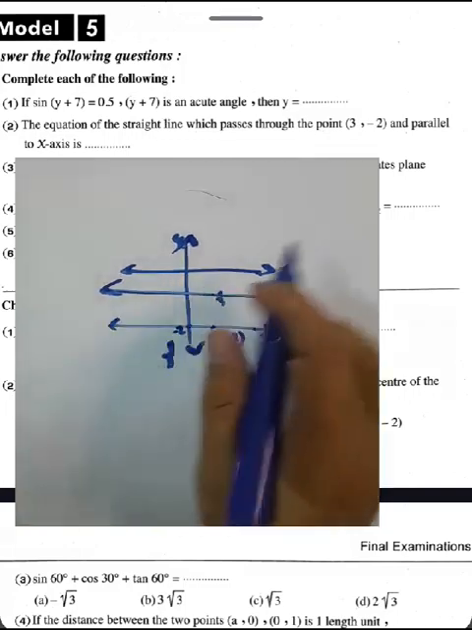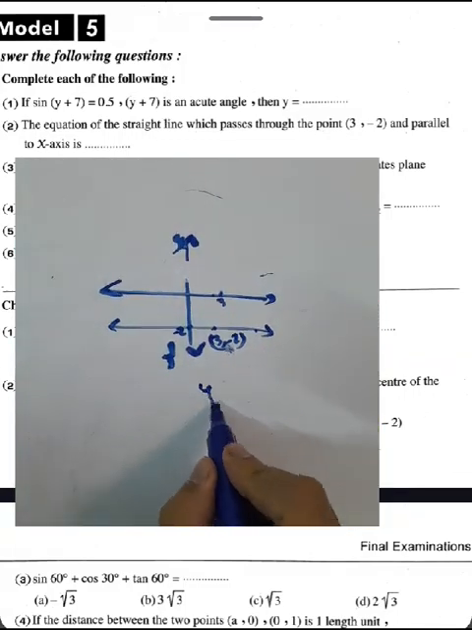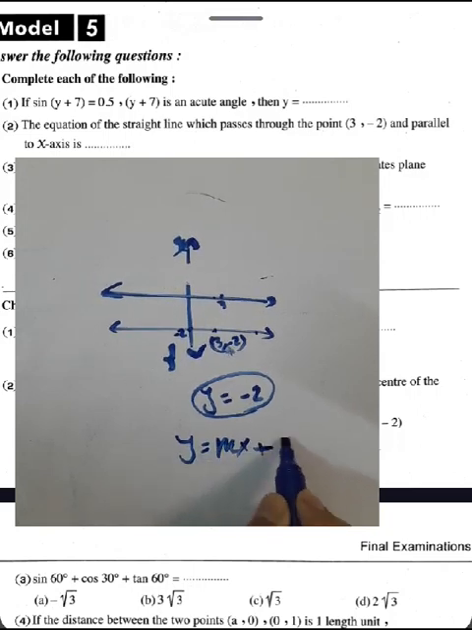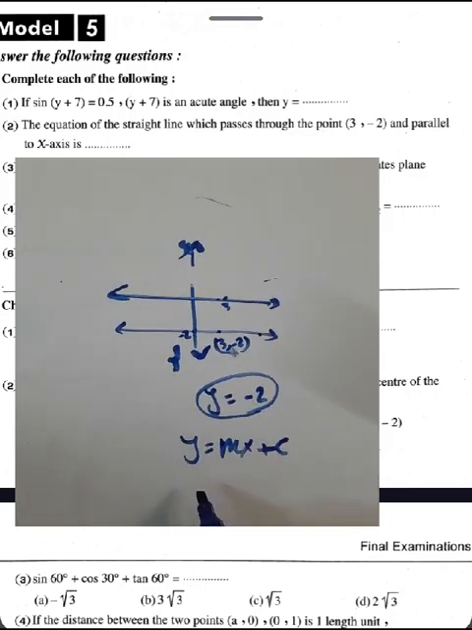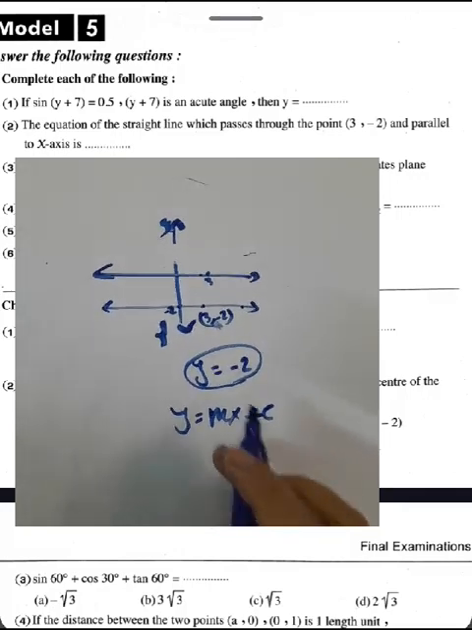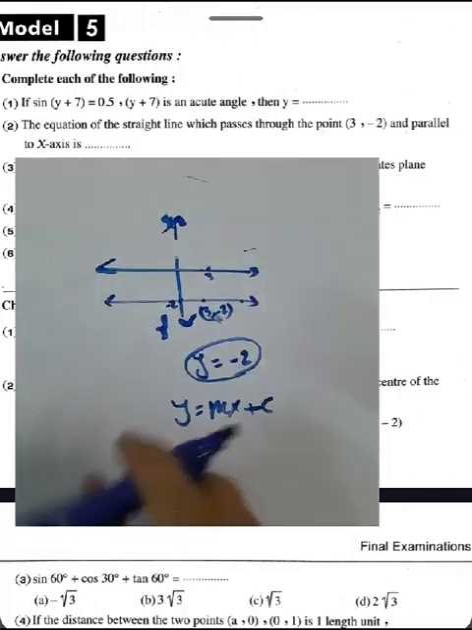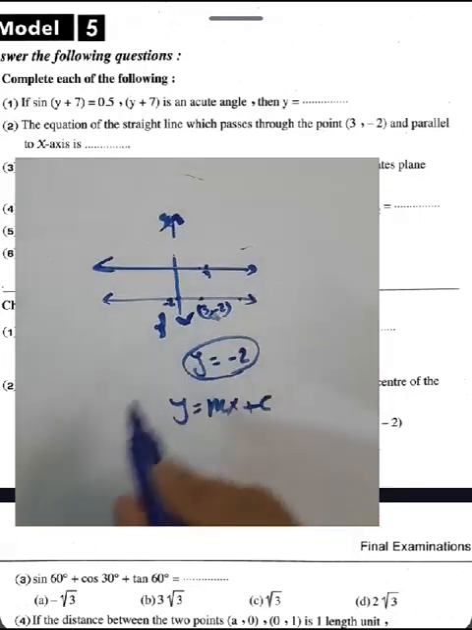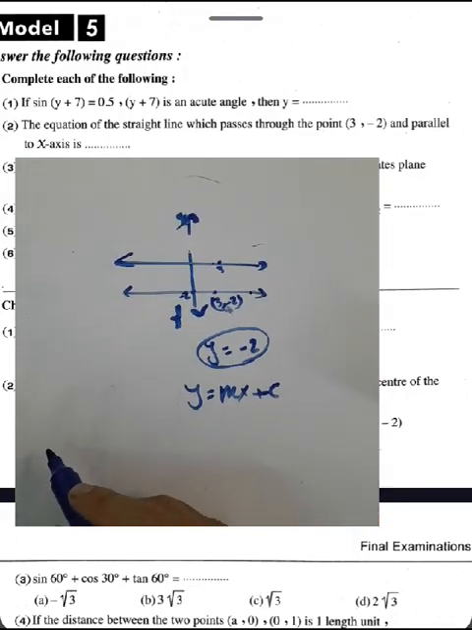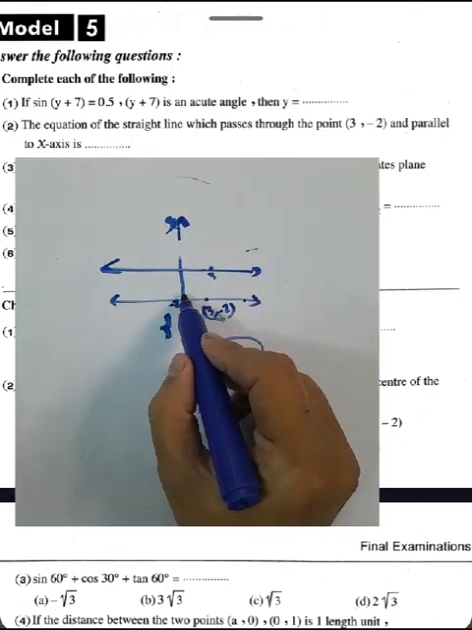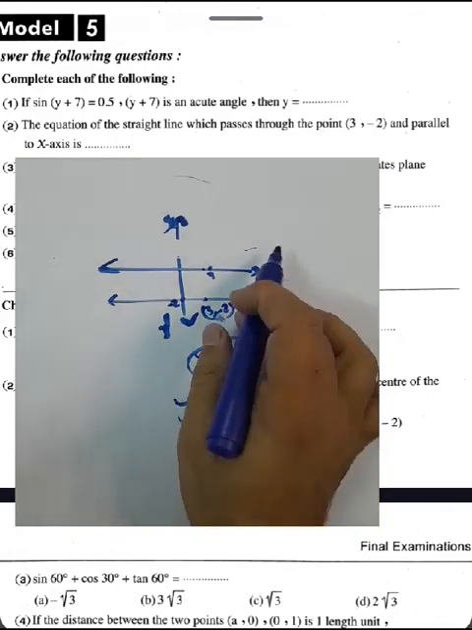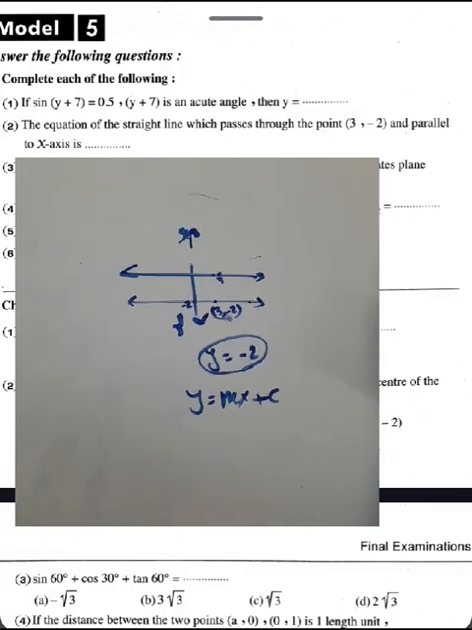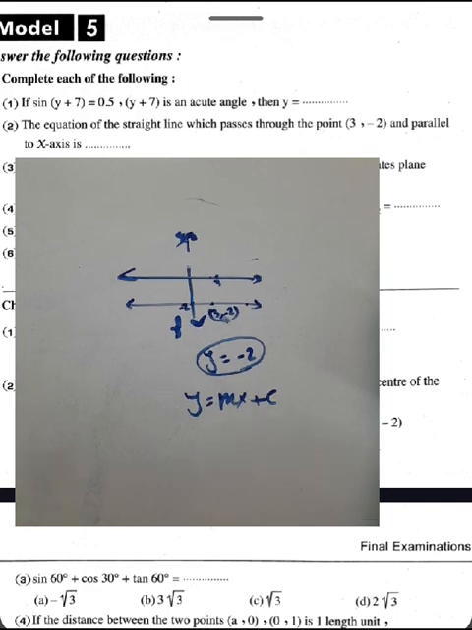The equation of this straight line will be y equal negative 2, because y equals mx plus constant, m here will be equal 0, m refers to the slope. The slope will be equal 0 for this straight line because it is parallel to the x-axis. Then the equation will be y equal negative 2. Understood? The straight line cuts the y-axis at the point 0 and negative 2, then the equation will be y equal negative 2.